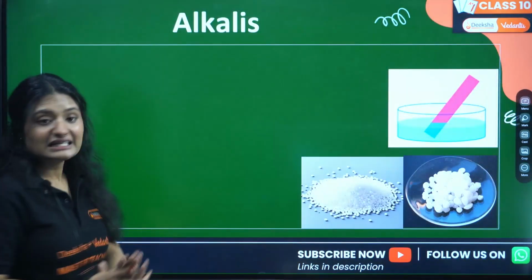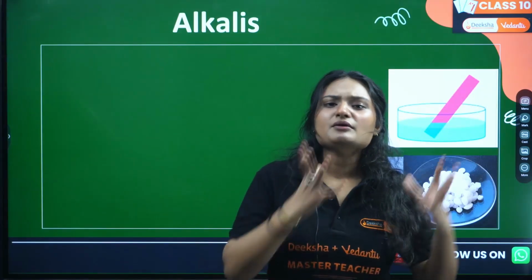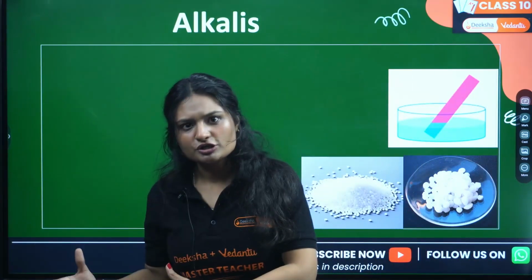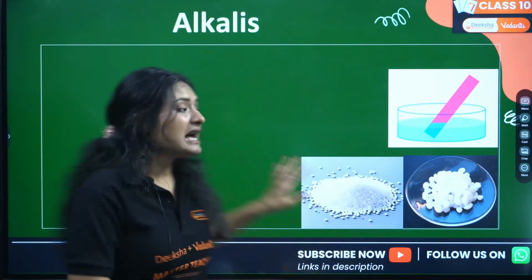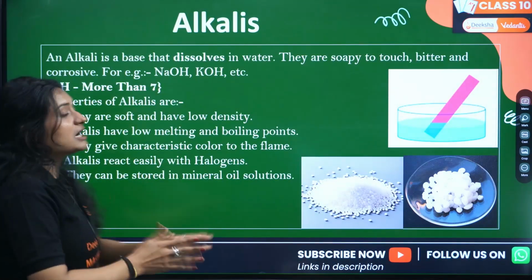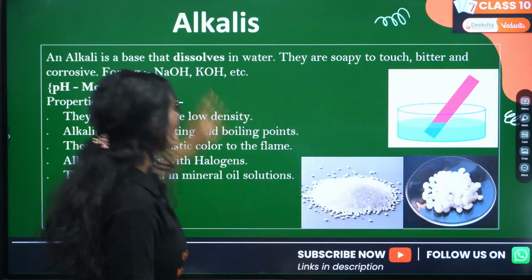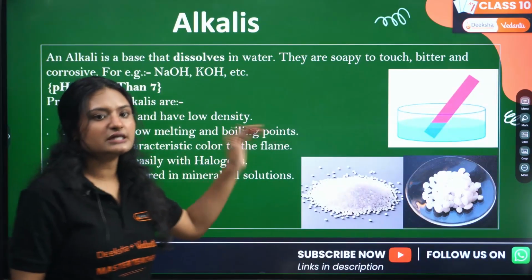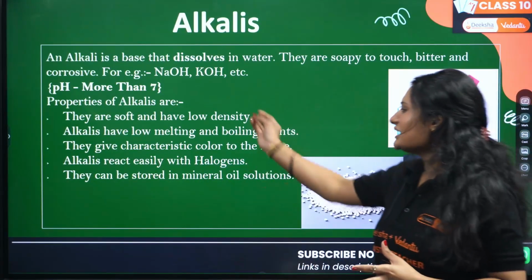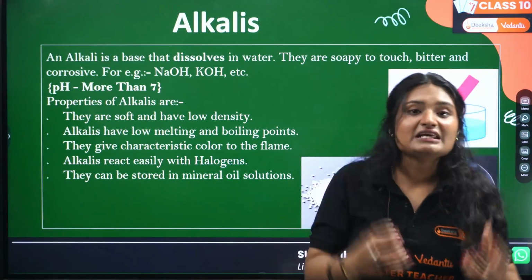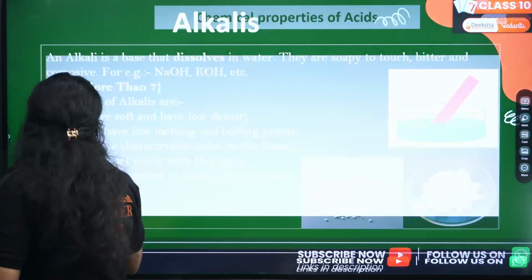Moving on. Alkalis. What are alkalis? We have bases, and they can be water soluble or water insoluble. Alkalis are those bases which are water soluble, that dissolve in water. For example, sodium hydroxide and potassium hydroxide are alkalis. Some properties of alkalis: they are soft, have low density, are very reactive, have low melting and boiling points, and you store them in mineral oil.